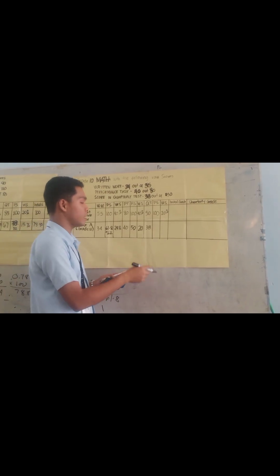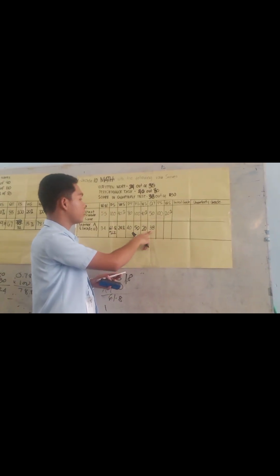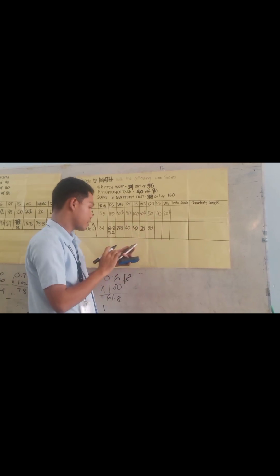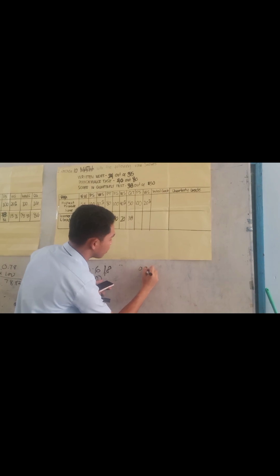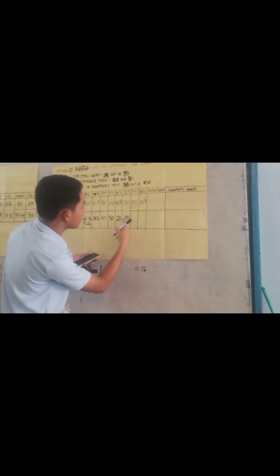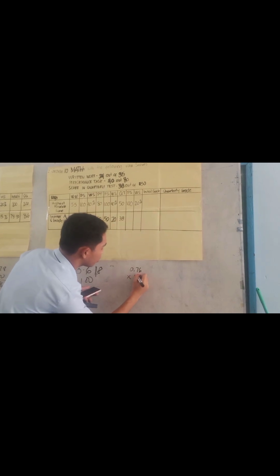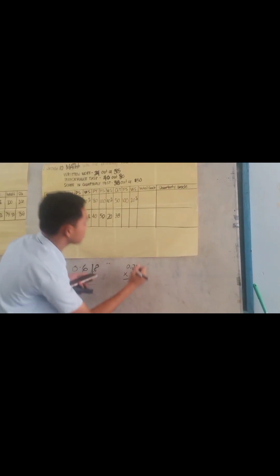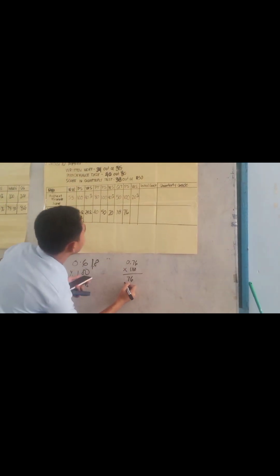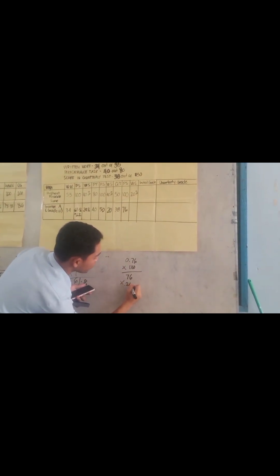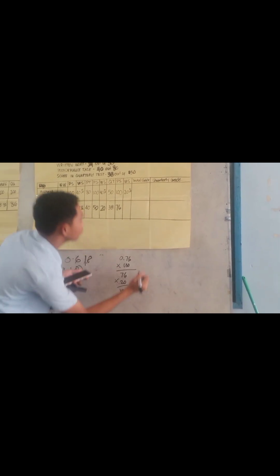To get the quarterly grade, let us divide the 38, the score of the learner, divided by 50. So it is 0.76. 0.76 times 100 to get the percentage score equals 76. So let's put 76 here. So 76 times 0.20 equals 15.2.